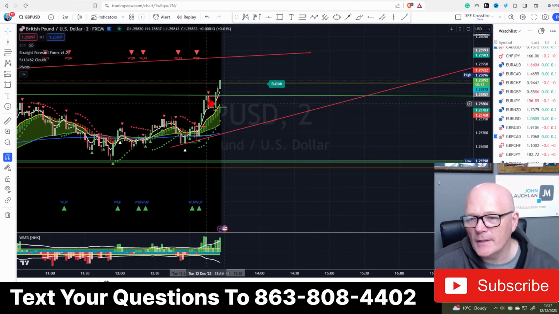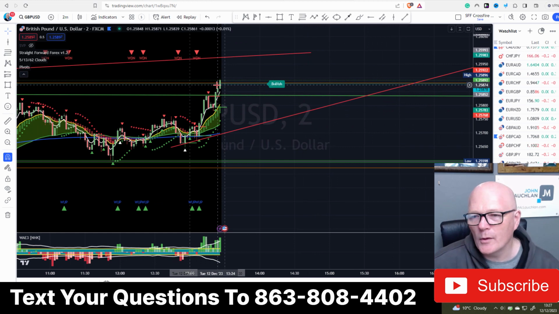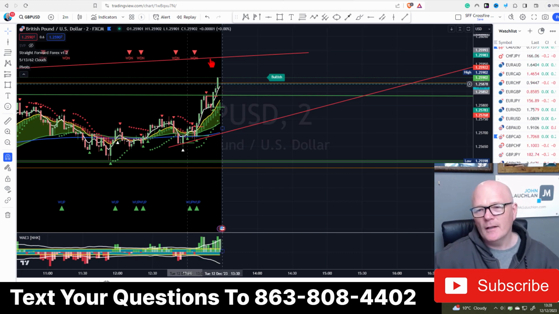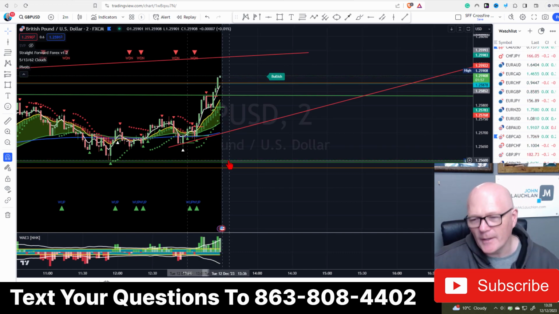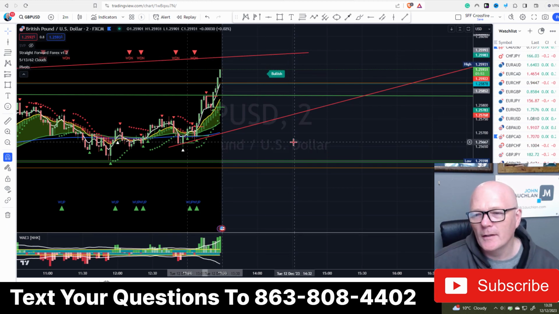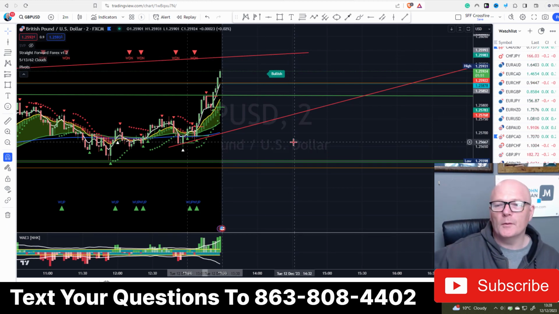Okay, so this could be what we call a fake out. The price wants to come up, so let's manipulate the price. Let's get people in thinking it's going to be a buy, and then when the news hits, let's dump the price all the way down here, and we'll take everyone's stop loss out because they're thinking it might go up here, and we'll liquidate the markets.